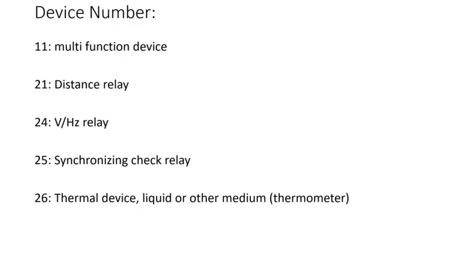So device number 11 is a multifunction device. So you can have, for instance, a relay that can measure current, voltage. It can do things with frequency and so on and so forth. So that's why it's called a multifunction device. Especially with digital relays nowadays, they can take a CT input, VT or PT input, and they can do math calculations to do all kinds of things.